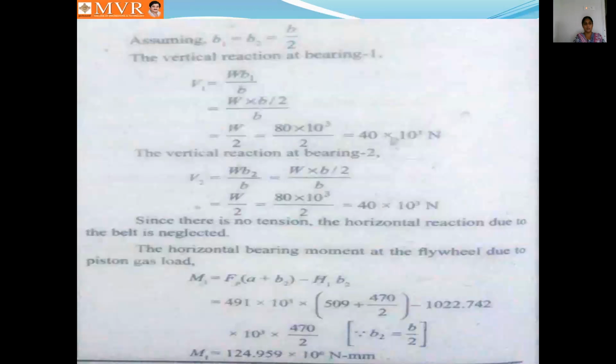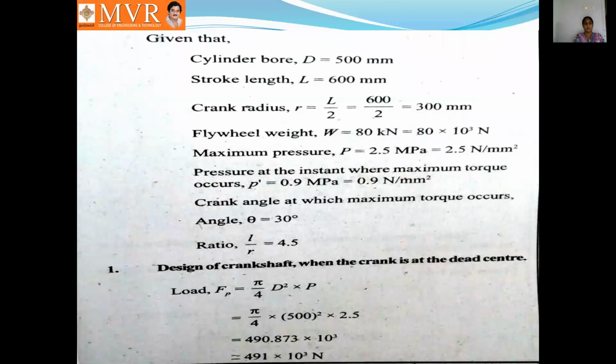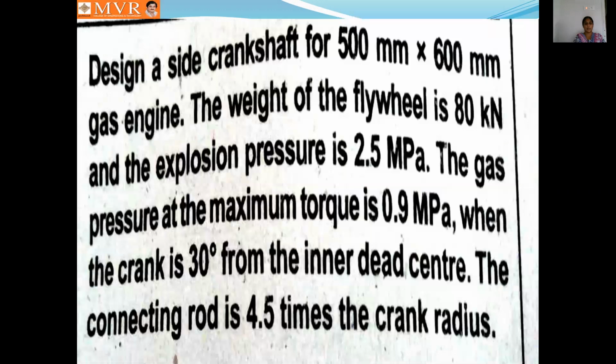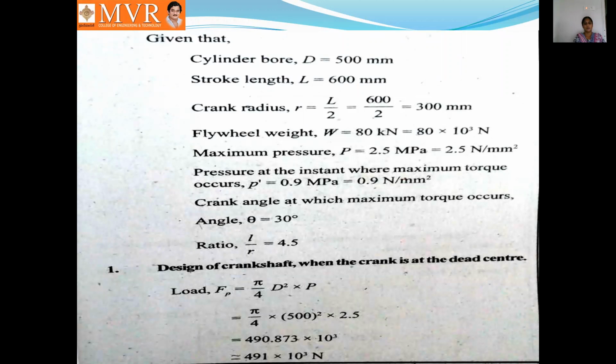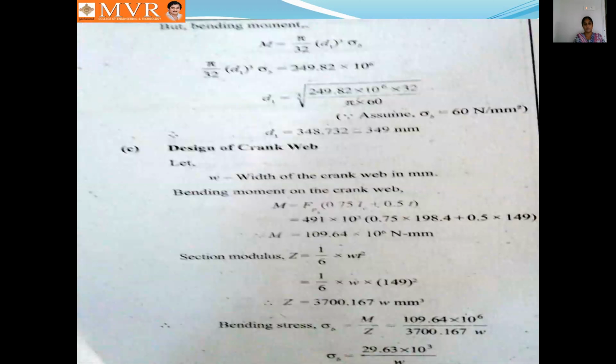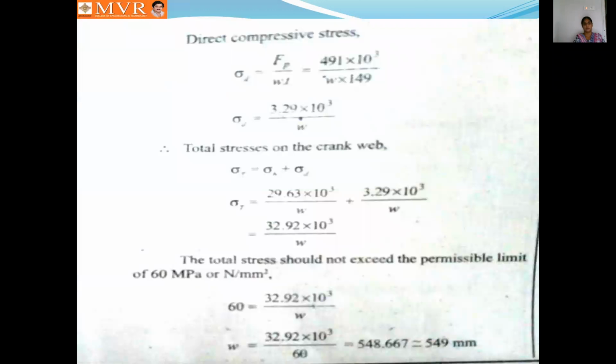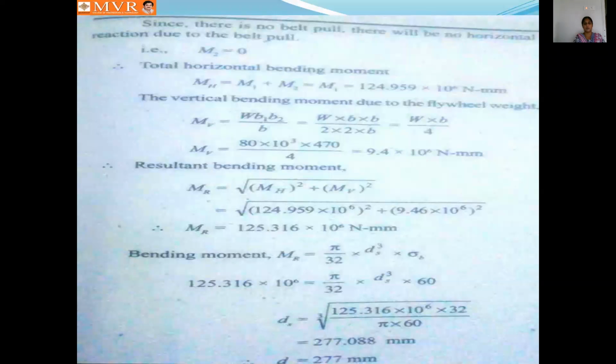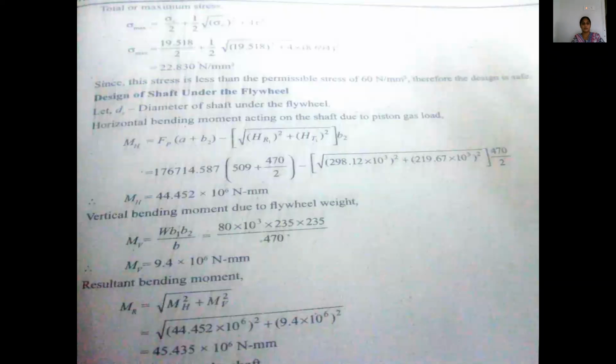Okay, next we see the problem on crankshaft. The problem on crankshaft is the same. You can follow the procedure which we discussed in the design process. You will find out the crank pin at the dead center. Okay, you will find out the design of crank pin. Next, you can find out the design of bearing, and you can find out the design of crank web. Same like that only, and also you can find out the maximum torque applied in the procedure.